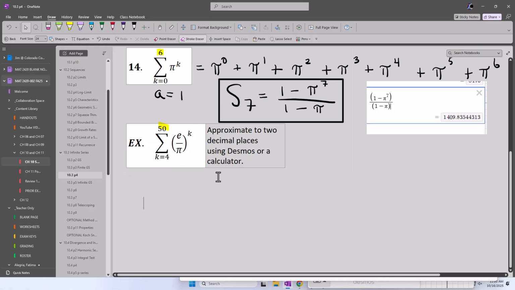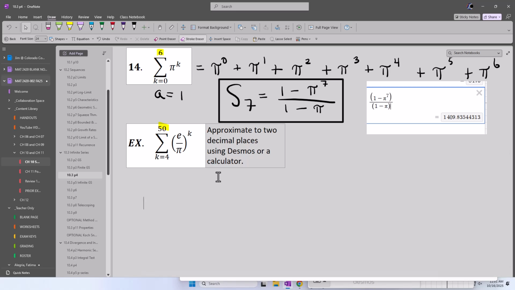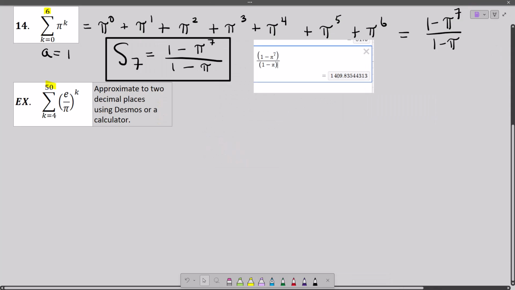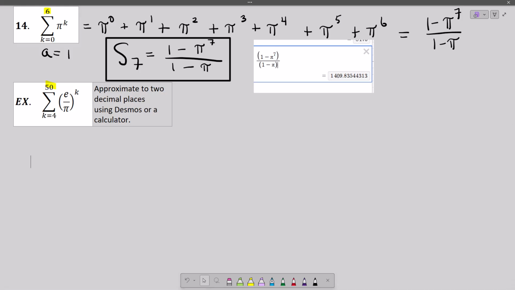All right, let's try this last one on here. How many terms does this last one have? 47. So 50 minus 4 plus 1, or subtract 3, subtract 3. Whatever is the most intuitive way for you, 47. So we're going to find S sub 47. We are not going to write out these terms.